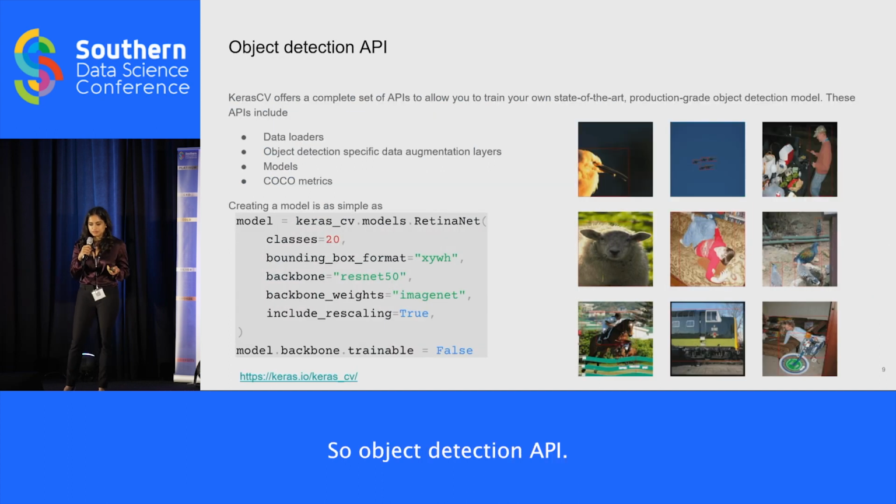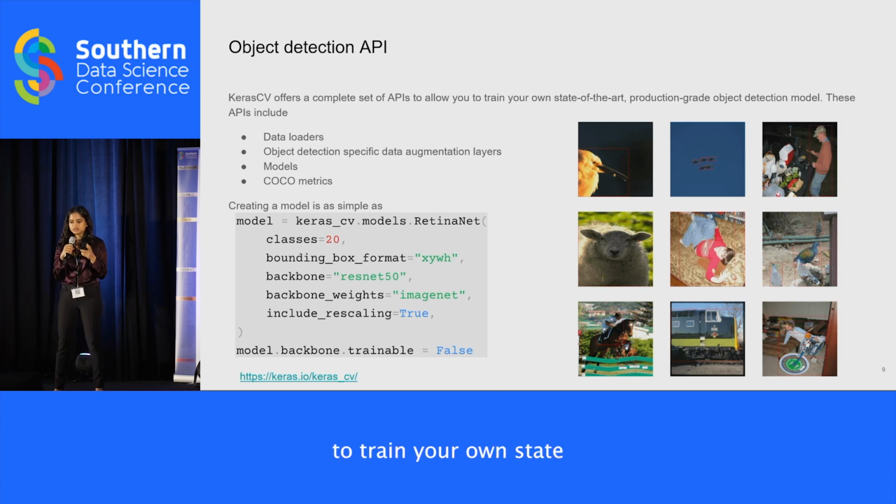So, the object detection API. Keras CV offers a complete set of APIs that allows you to train your own state-of-the-art production-grade object detection model. These APIs include dataset loaders, object detection specific augmentation layers, models, and COCO metrics. A complete tutorial can be found on the Keras.io page.